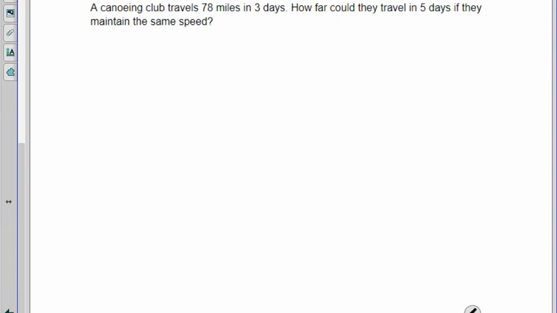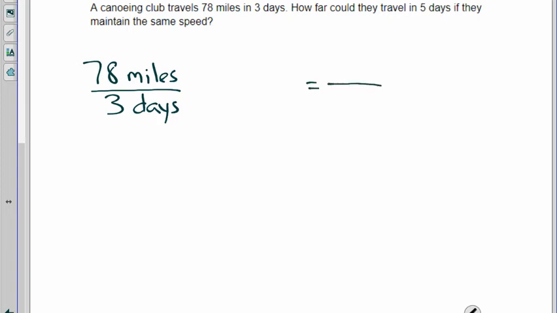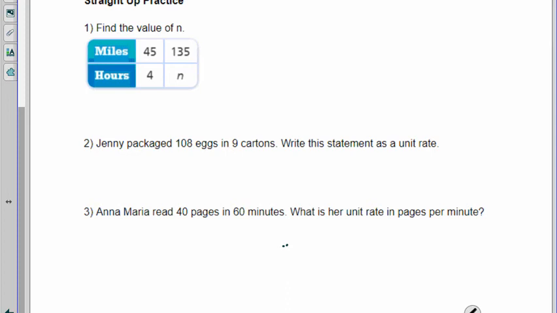Here's one for you to try. A canoeing club travels 78 miles in 3 days, and I want to find out how far they go in 5 days. Well, I can't get directly from 3 to 5, so maybe if I find the per 1 day, then I can get to 5 days. Give it a shot.